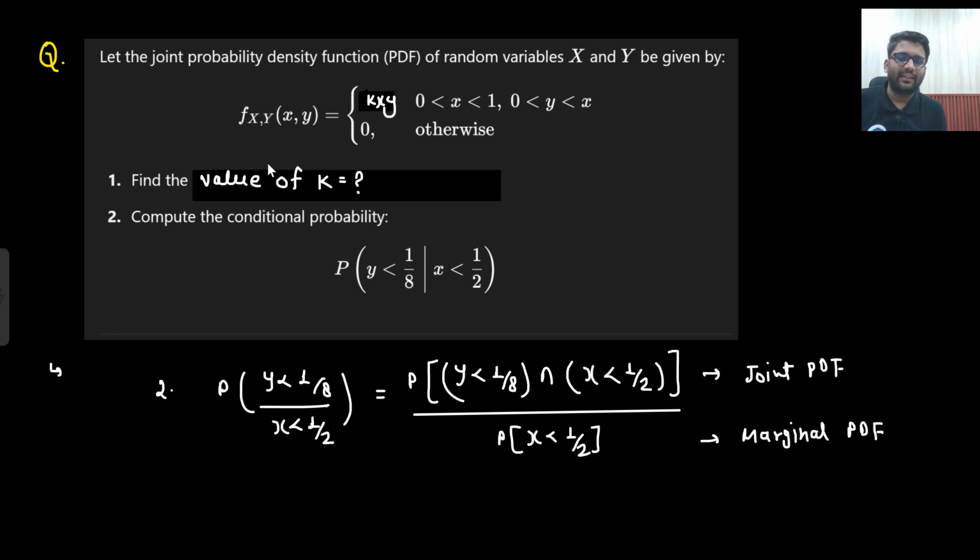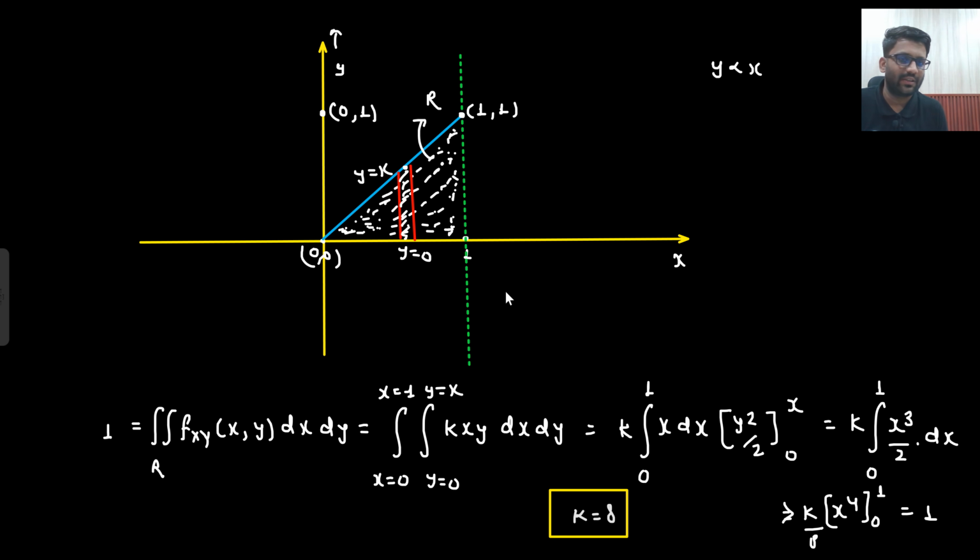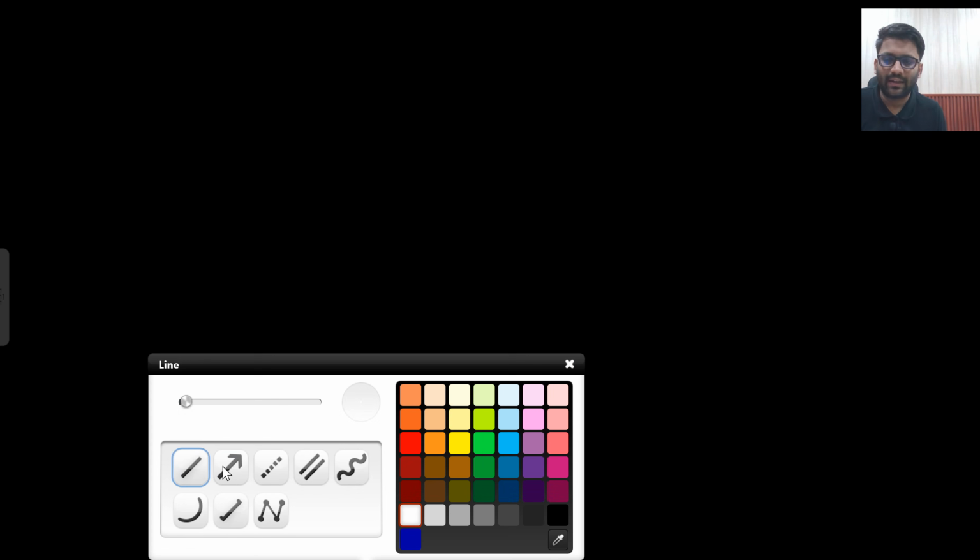So let's first make our region of operation. This was our region of operation, so let's make the diagram again. Our region of operation was this much. X is going from 0 to 1, and this equation is y equals x. So this point is (1,1). This line is y equals x, and this was our matter of concern.